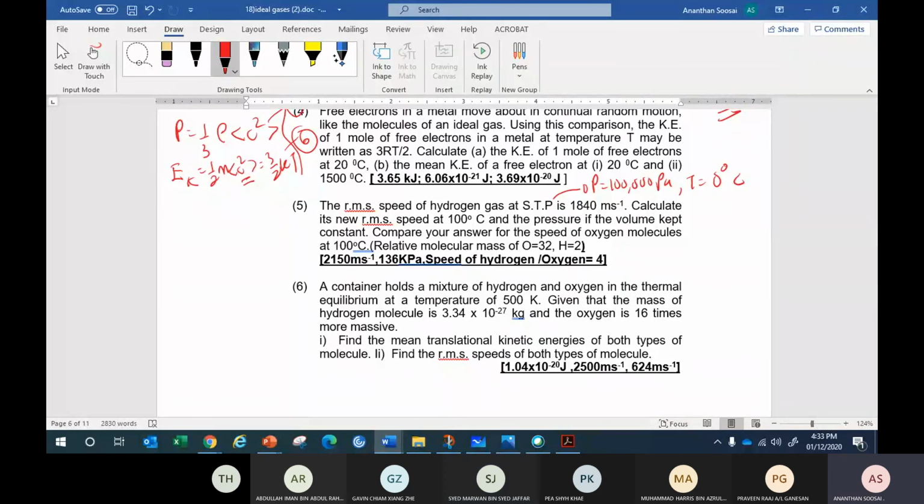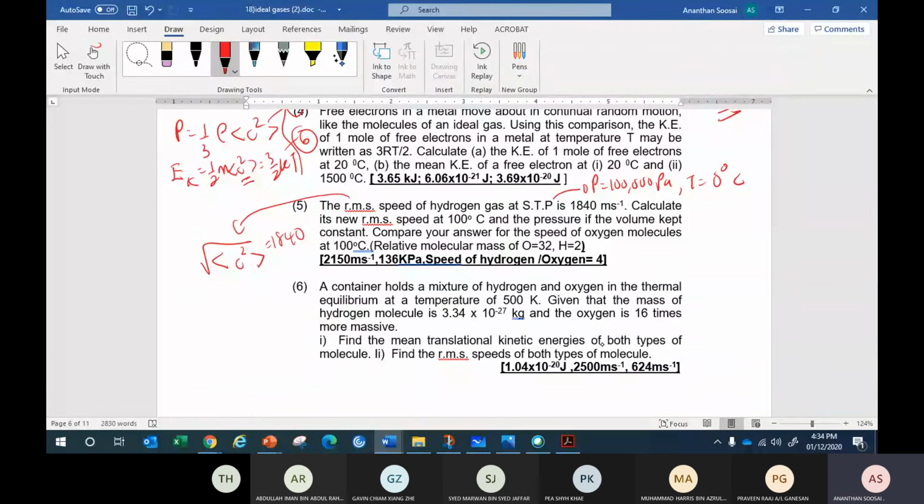This question looks a little challenging. The RMS speed of hydrogen gas at STP is 1840. This is your root mean square speed. Root mean square speed, remember the symbol should be what? Root mean square speed is 1840.